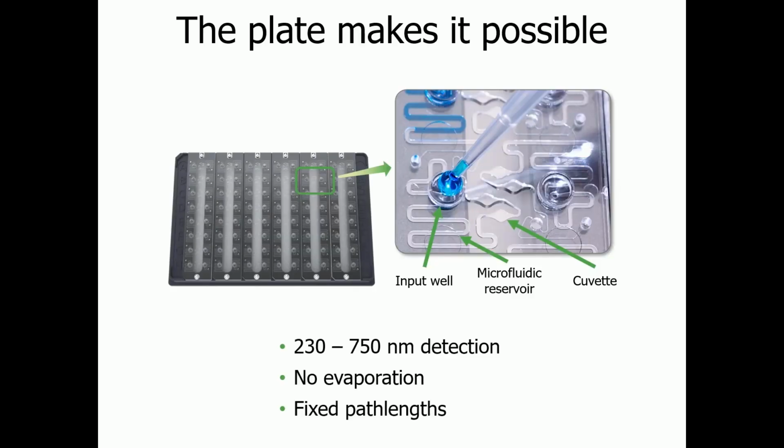Lunatic plates make all of its amazing capabilities possible. They have the same well spacing as a 96 well plate, but instead of just a well, each one is connected to a microfluidic circuit. Each microfluidic circuit either has 1 or 2 fixed path length microcuvettes, which cover a wide dynamic range from 0.03 to 275 OD. These circuits ensure that there's no cross-contamination or evaporation. Fixed path lengths give a high level of precision and accuracy to absorbance measurements, which means you know exactly what you're measuring.